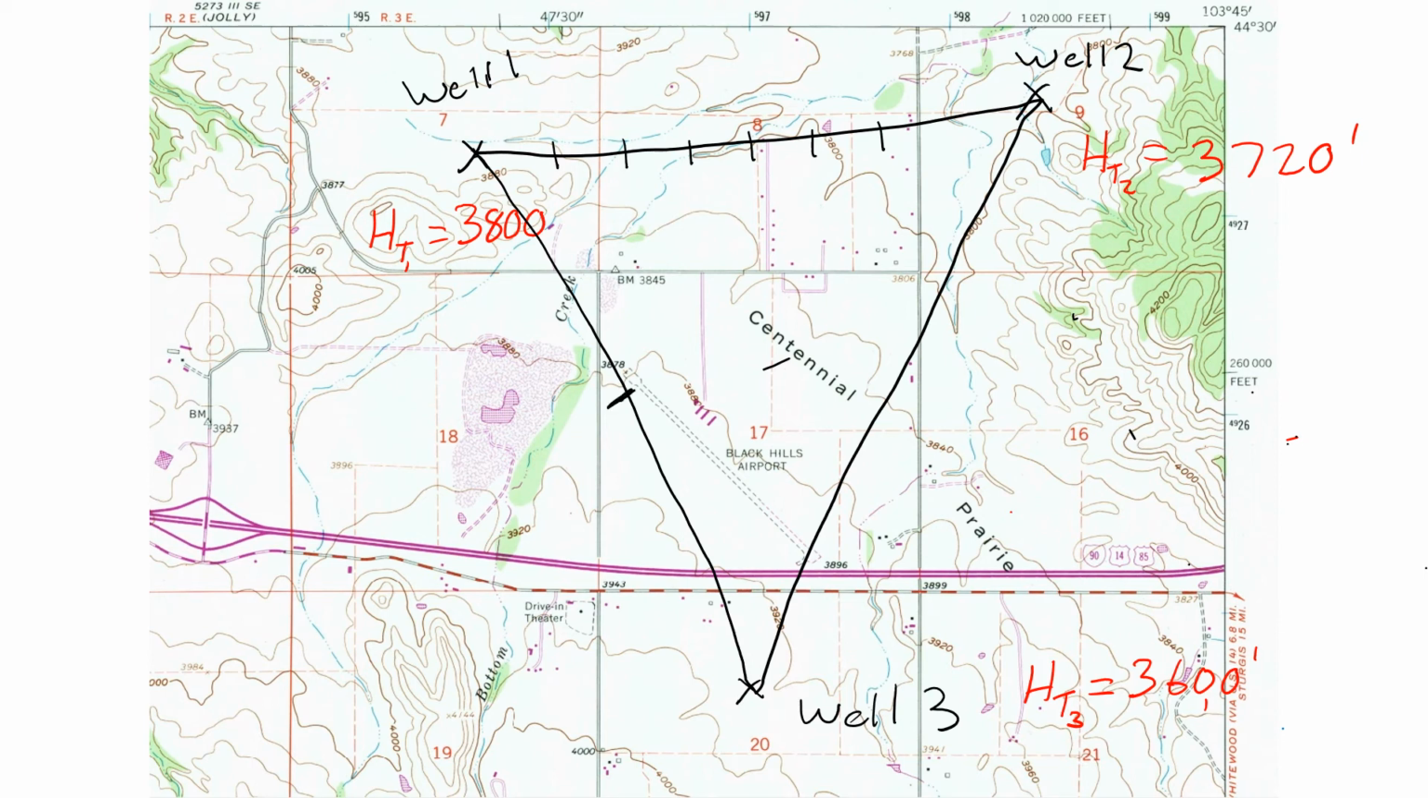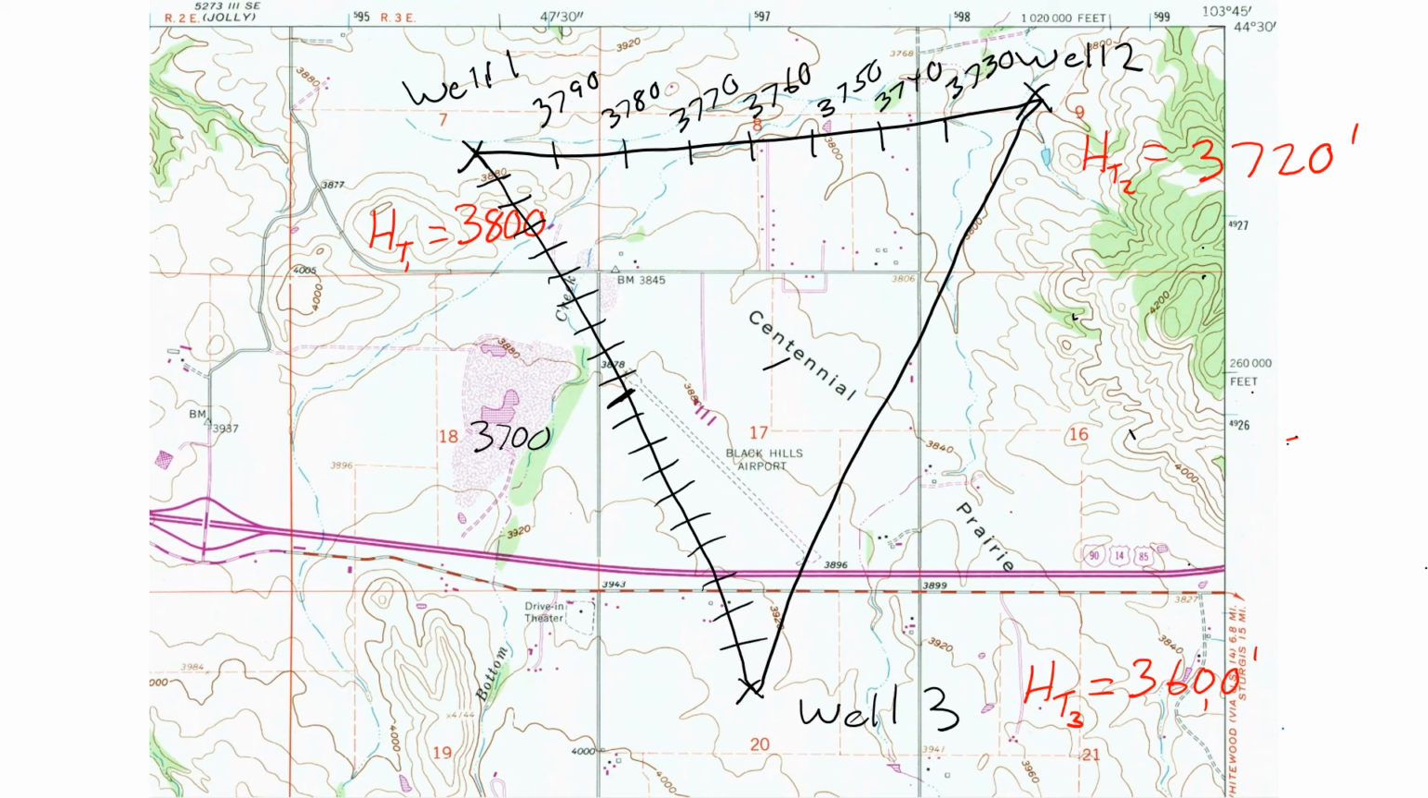Between well two and three, we have a 200-foot difference. So we know that right in the middle, we're going to have 3,700. I guess I should write these in. This is 3,790, 3,780, 3,770. Okay, so that's 3,700 there. We're going to have 10 of these, so that's 90, 80, 70, 60, 50, 40, 30, 20, 10.